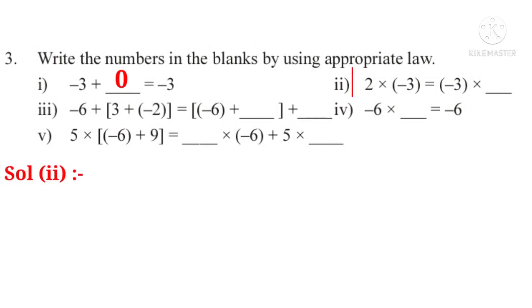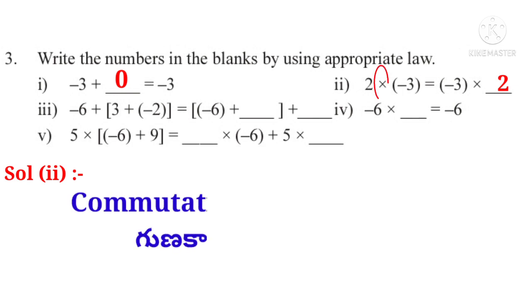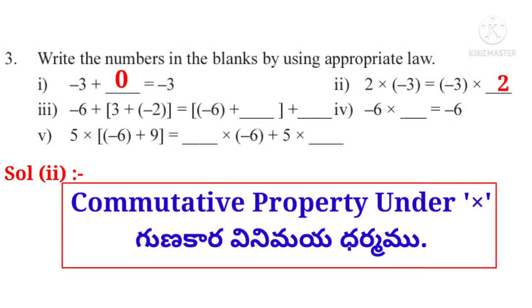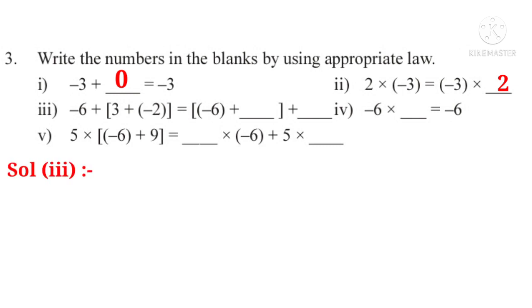Now solution 2. 2 into minus 3 is equal to minus 3 into how much number? Here observe that 2 and minus 3 are interchanged and the product is equal. So here the operation used is into, so it is called the commutative property under multiplication. Gunakara vinimaya dharmamu. Now solution 3. Minus 6 plus 3 plus minus 2 is equal to minus 6 plus dash dash. Here observe that there are three different integers, minus 6, 3, minus 2.